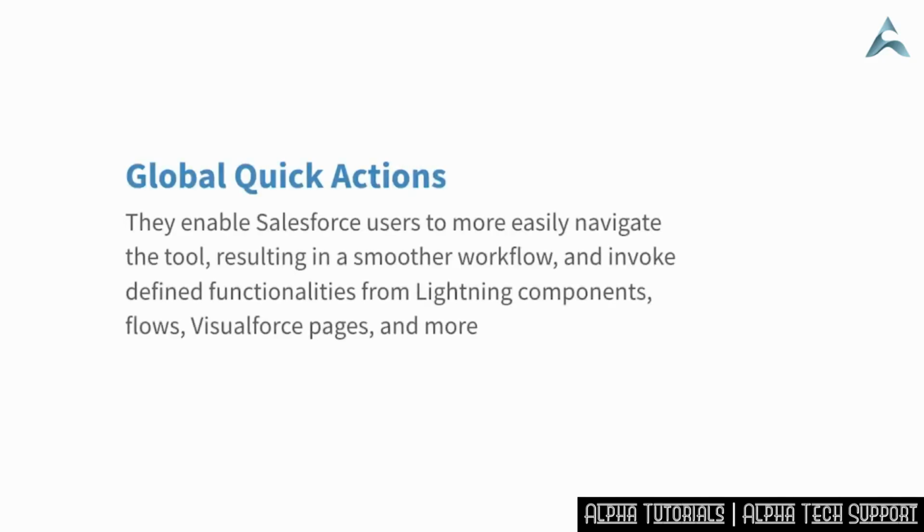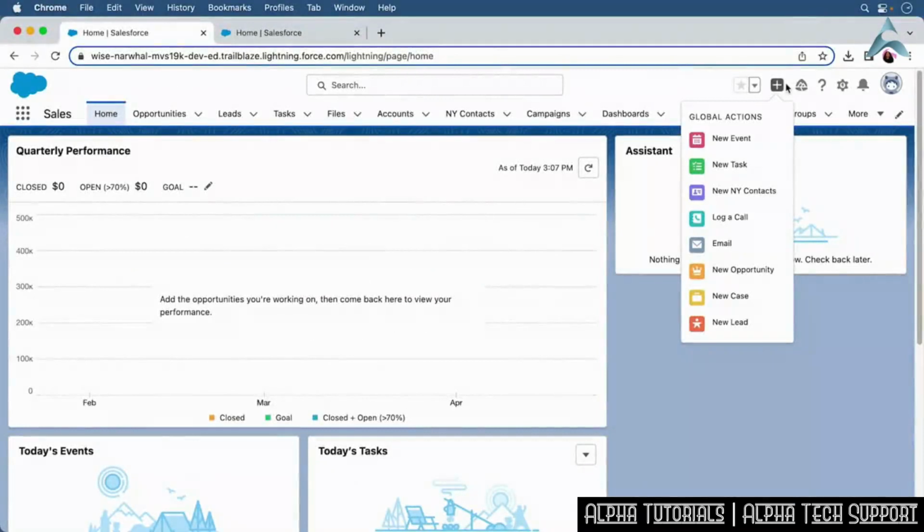Global Quick Actions, one of the 2 types of quick actions, enable Salesforce users to more easily navigate, resulting in a smoother workflow. Global Quick Actions invoke defined functionalities from Lightning components, flows, Visualforce pages, and more on any object. Examples of global actions are logging a call, creating a record, and so on. Global actions are not related to any specific record. Salesforce does come with out-of-box actions, but you can also create custom global quick actions.